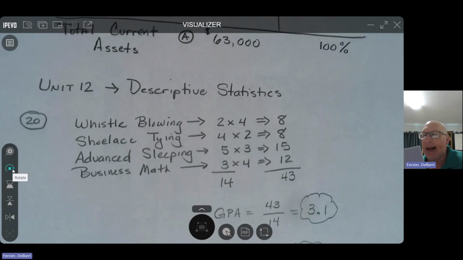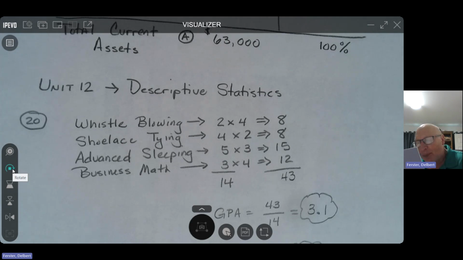So whistleblowing, the guy gets a 2 credit A. So you see the 2 referencing the number of credits, a 4 because each A is worth 4.0. So that's 8 quality points based on whistleblowing. Shoelace tying is a 4 credit course, but he only got a C. He's going to be stuck with Velcro. So the C's are worth 2, 4 credits, 4 times 2 for 8 quality points.